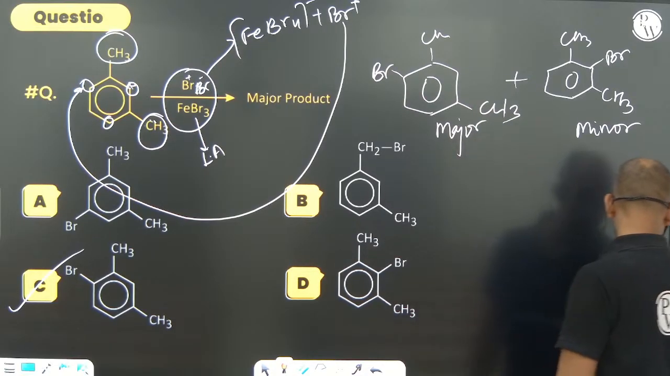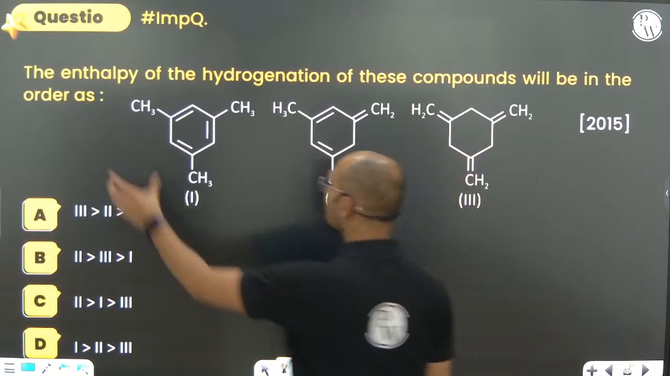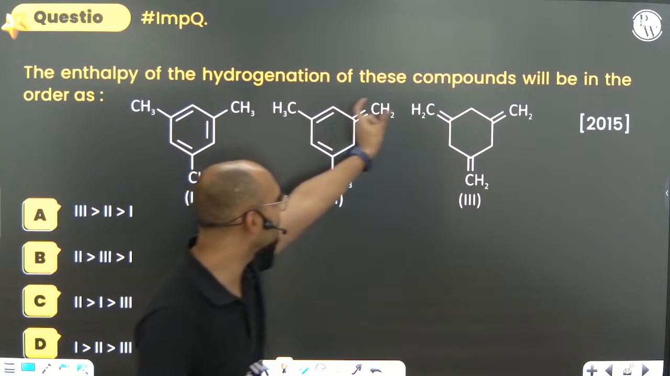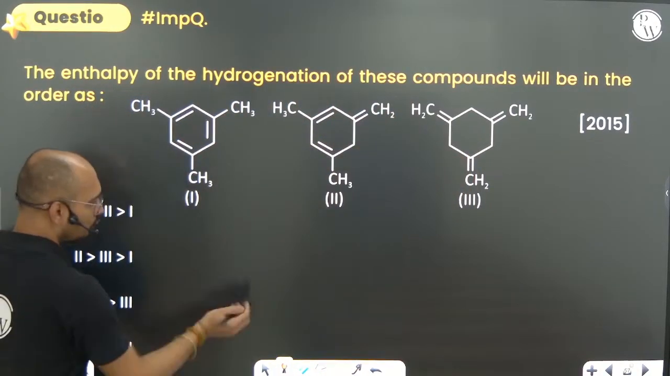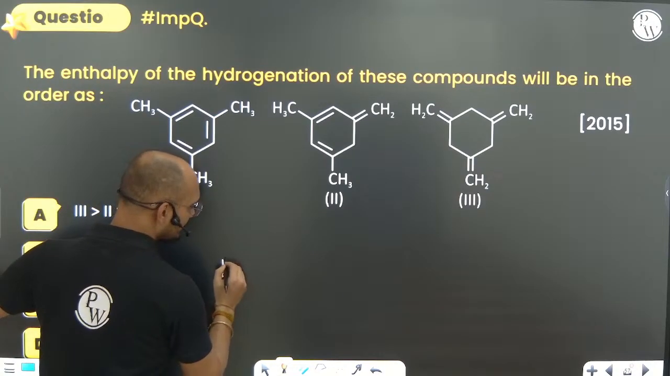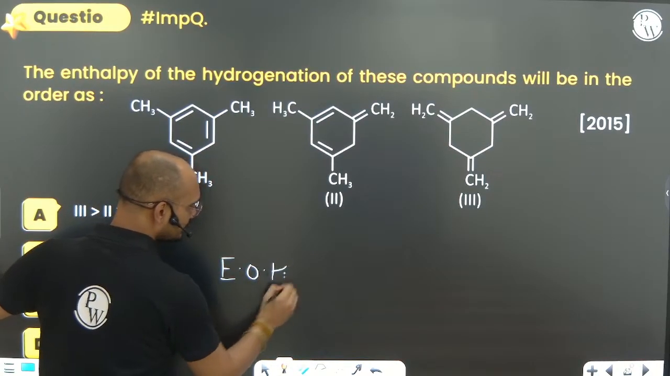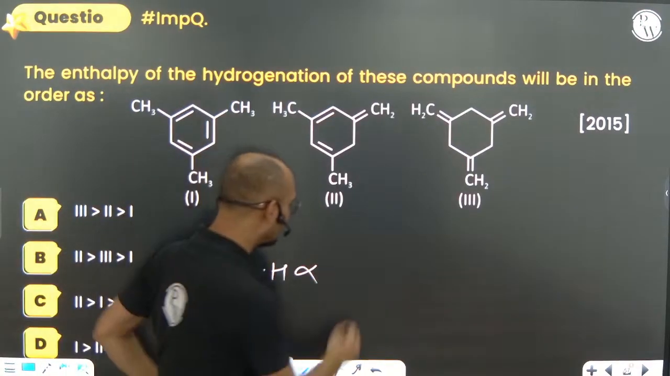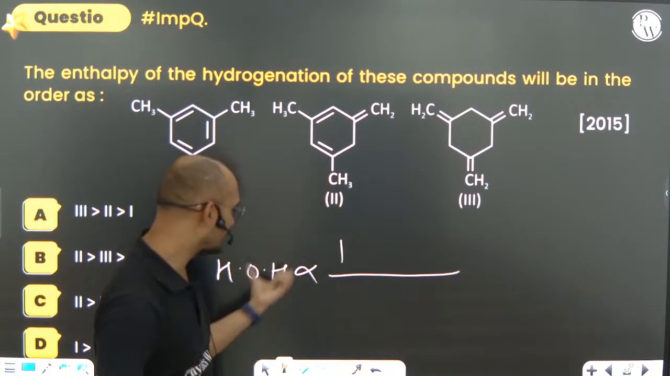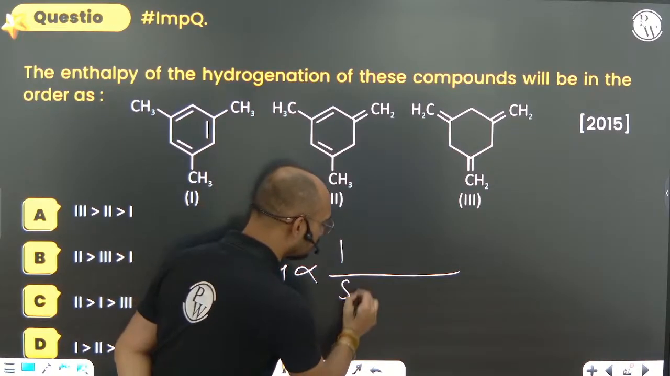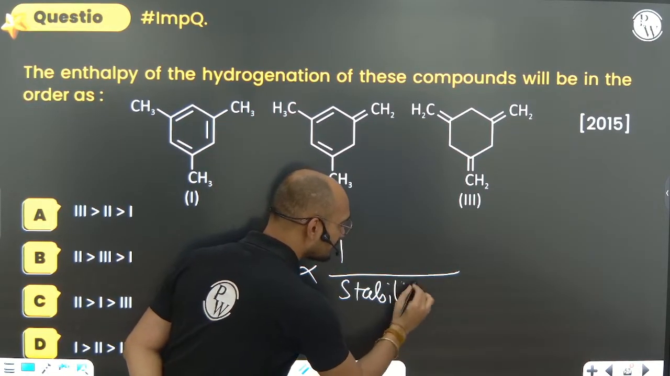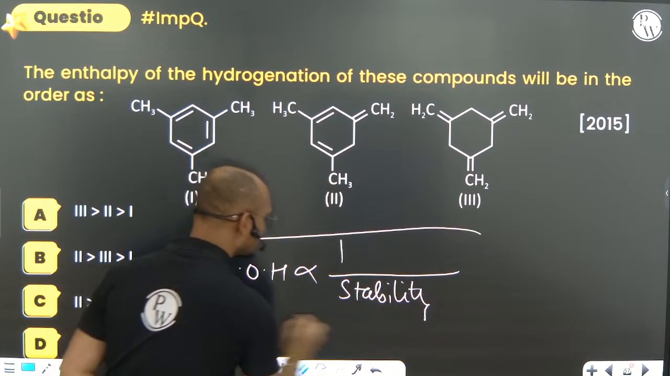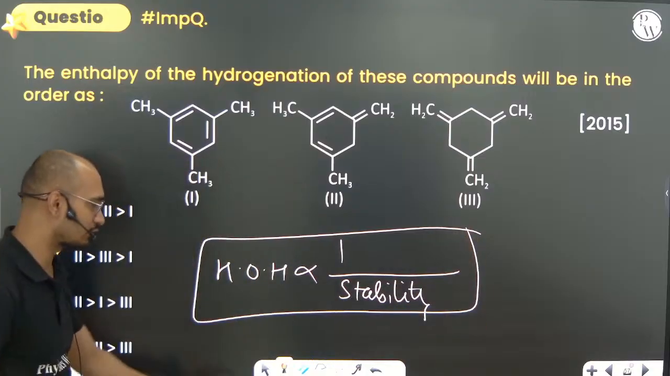Okay, चलो आगे बढ़ो. Next, the enthalpy of the hydrogenation of these compounds will be in the order of, okay, it is a very easy one because enthalpy of hydrogenation, or we can say heat of hydrogenation, yesterday we have studied it in a thorough way. Heat of hydrogenation is inversely proportional to stability, where stability will be more, जहां पे stability ज्यादा होगी वहां पे heat of hydrogenation will be less.